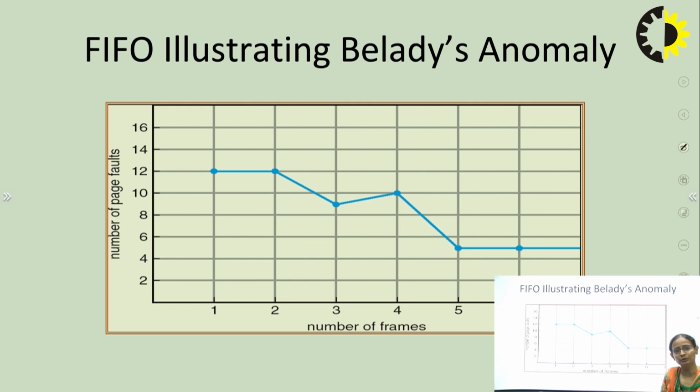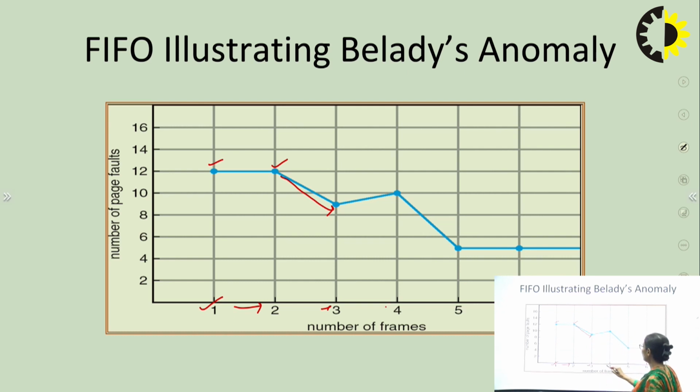Another important point to be noted is that not all reference strings show Belady's anomaly. Only with a few sets of reference strings does the FIFO algorithm show it. In this graph, with the number of frames 1, page faults are 12. When I increase the number of frames to 2, my page faults are still 12. But with 3, it goes down, to somewhere near about 9.